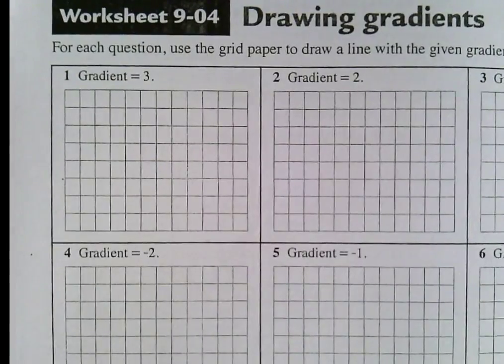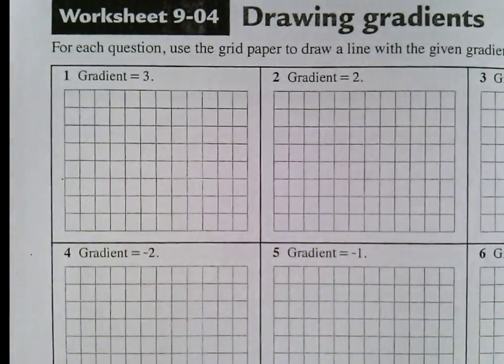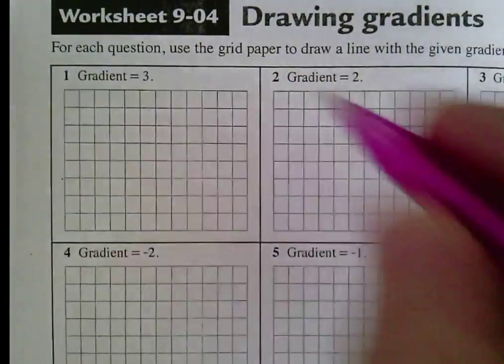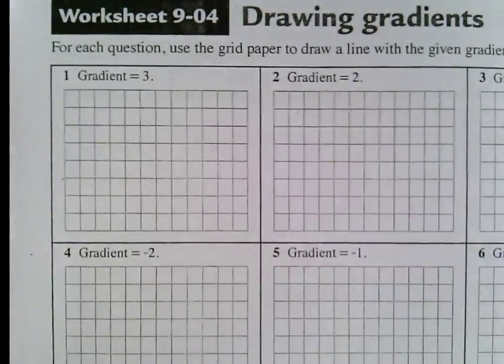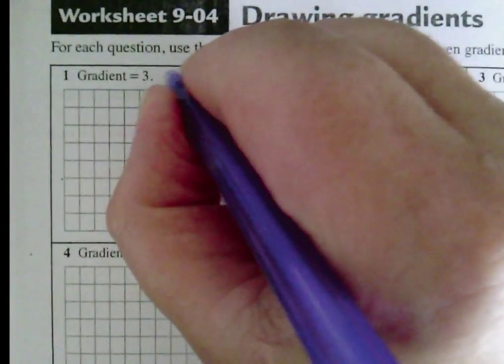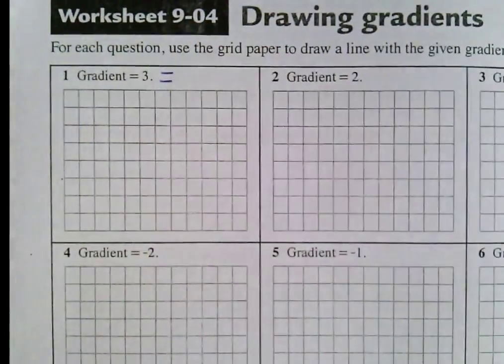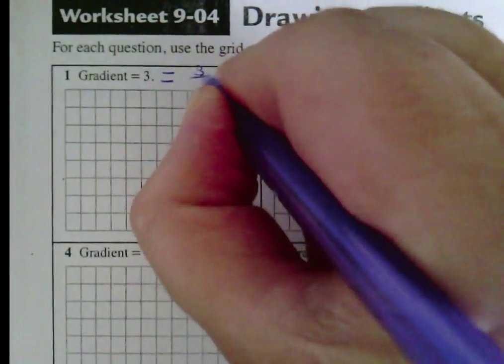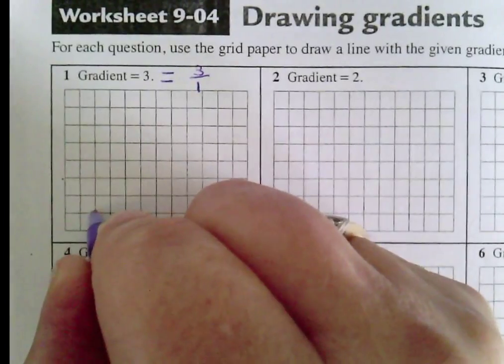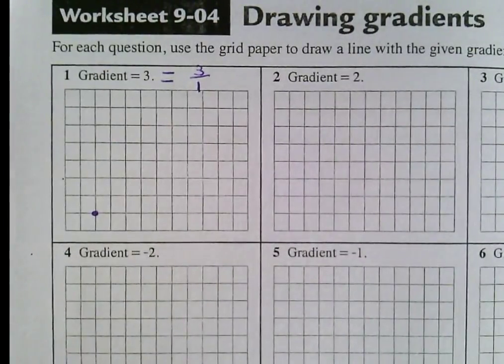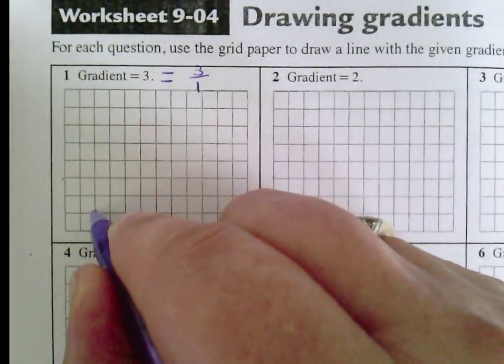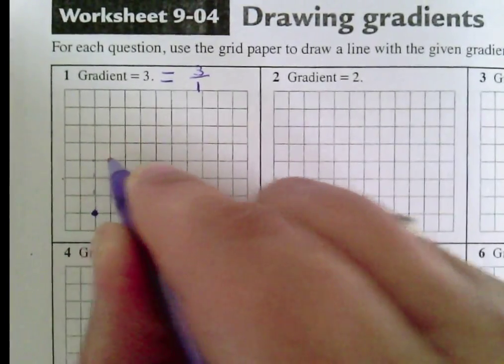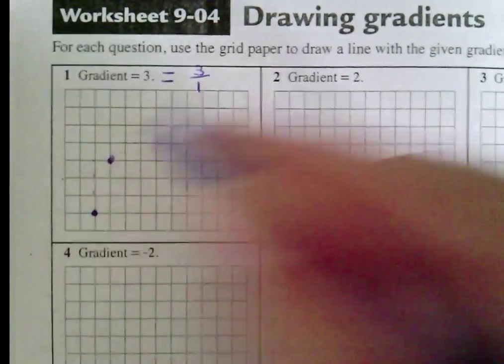Obviously we're not asking you to draw a whole graph, we're just asking you to draw a gradient. If we want a gradient of 3, remember it has to be written as a fraction. So 3 is what, as a fraction? 3 over 1. Good. I don't care where you put your first point, but from there, how would you draw the gradient of 3? You would go up 3, across 1, and it would be to the right.